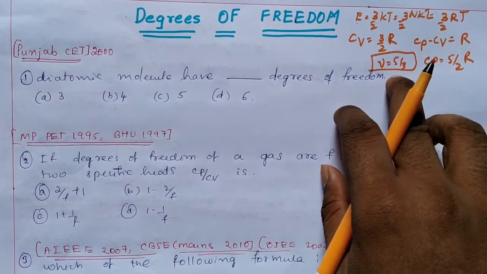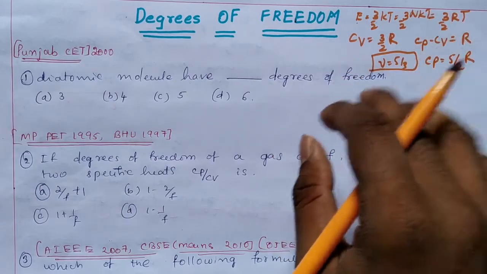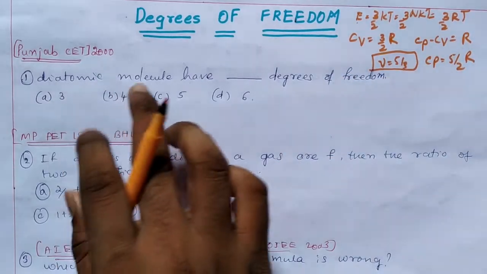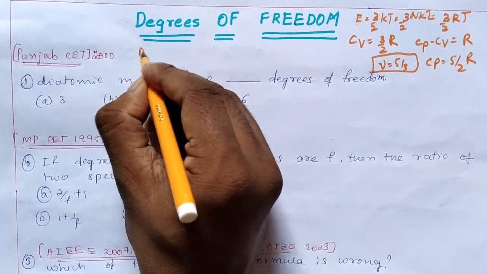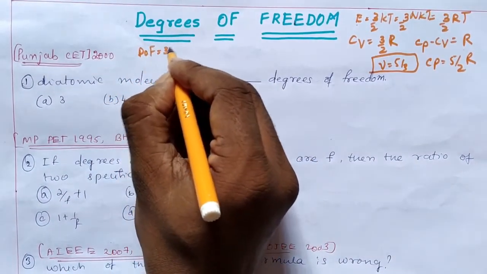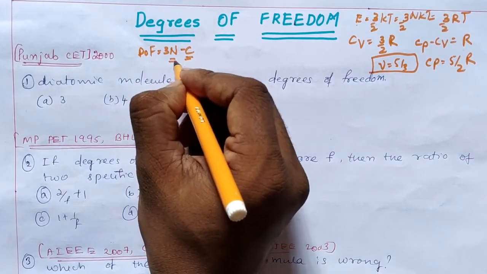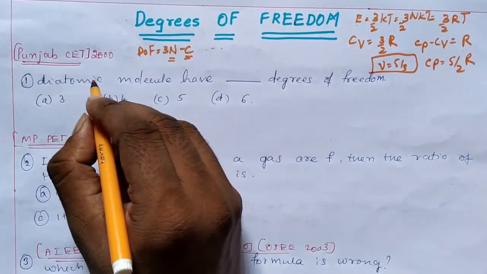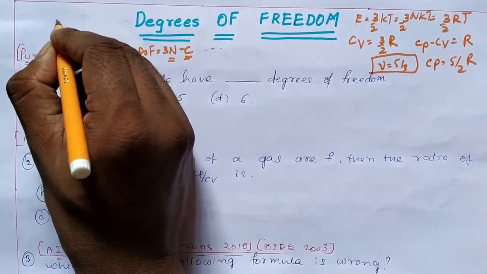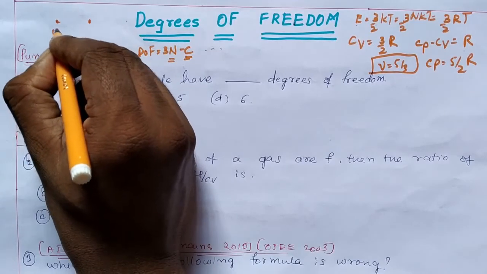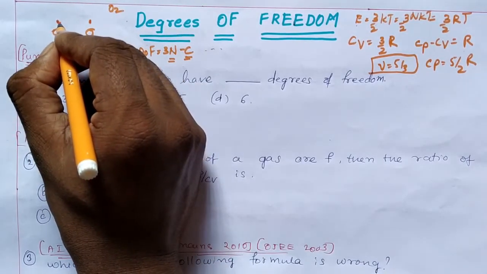In the similar way, you can also calculate for diatomic molecules and triatomic molecules, etc. To calculate degrees of freedom straight away, I have given you a formula: degrees of freedom is equal to 3n minus c, where c is the number of bonds or constraints, and n is the number of particles. They have given diatomic molecules. A diatomic molecule means you will definitely have a molecule like this, one atom here, another one here. Examples are O2, H2, etc.